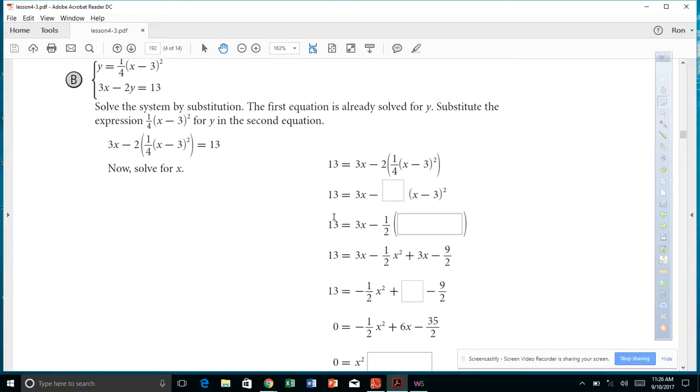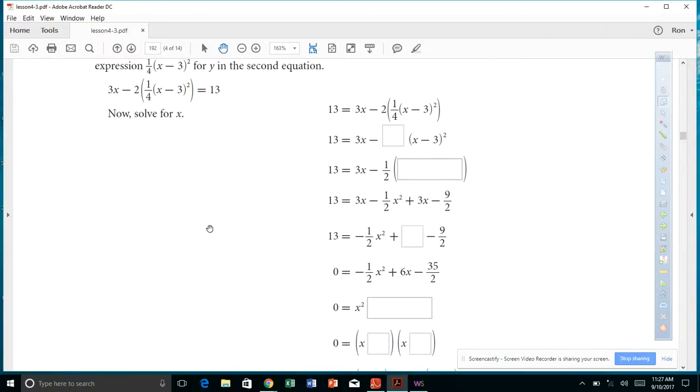So you have B, y equals 1/4 times (x minus 3) squared, and 3x minus 2y equals 13. Solve the system by substitution. The first equation is already solved for y. Substitute the expression 1/4 times (x minus 3) squared for y in the second equation. Now solve for x.